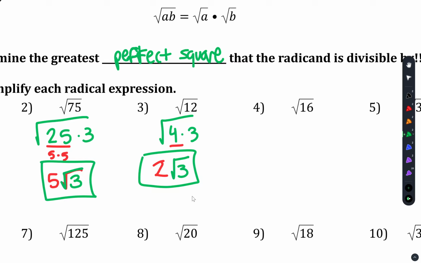So what do we call this number? What do we call number 16? It is a perfect square. So what happens when I have a perfect square? I don't do all this nonsense.